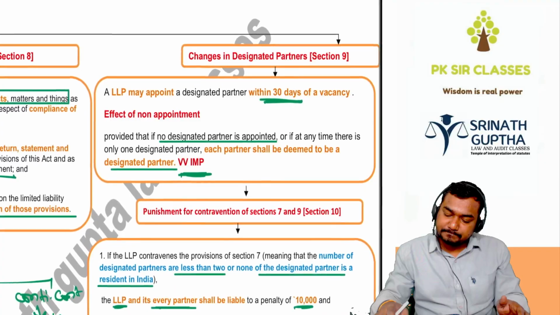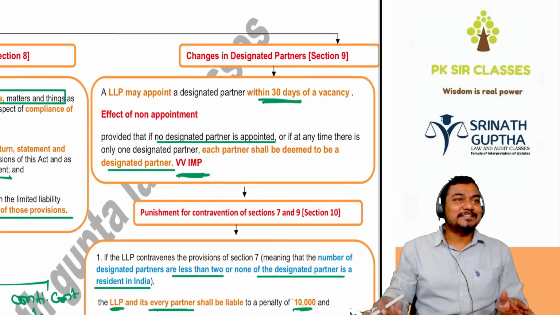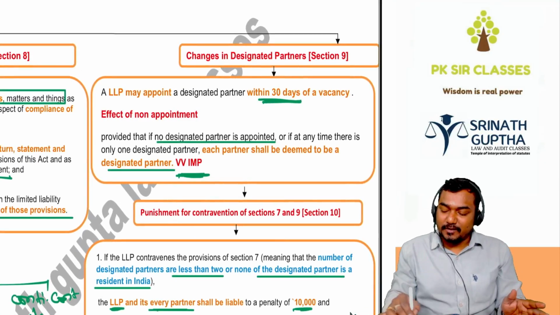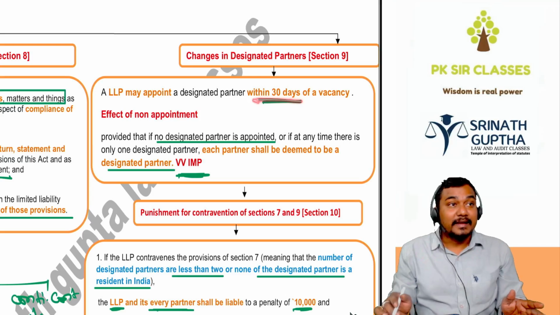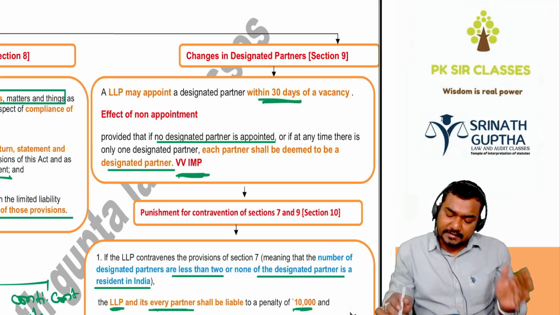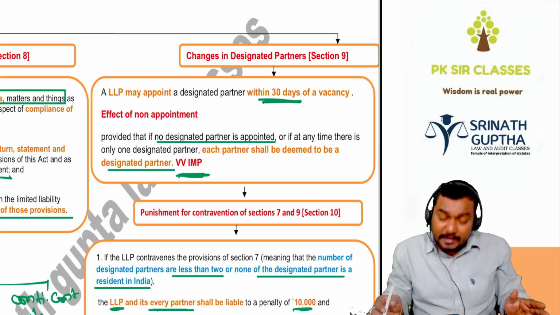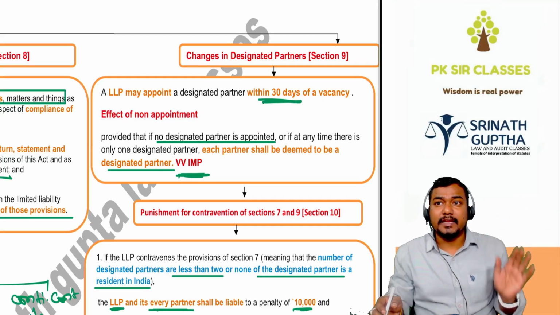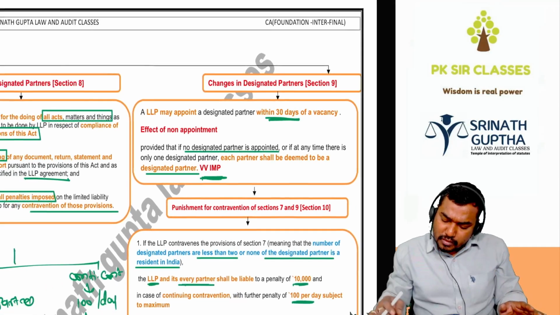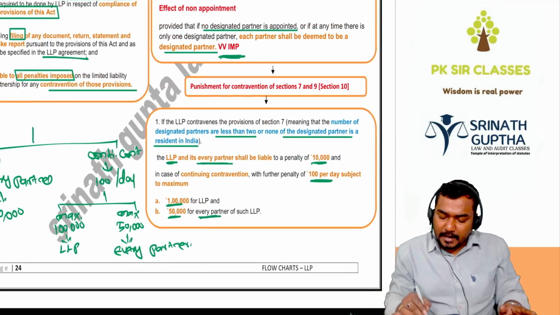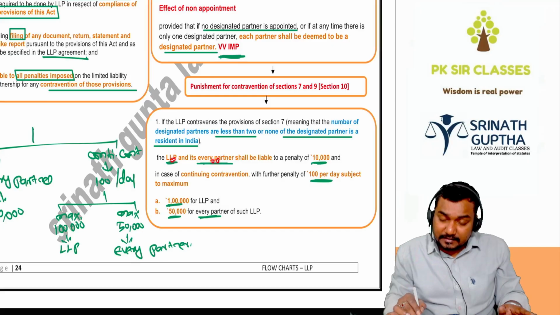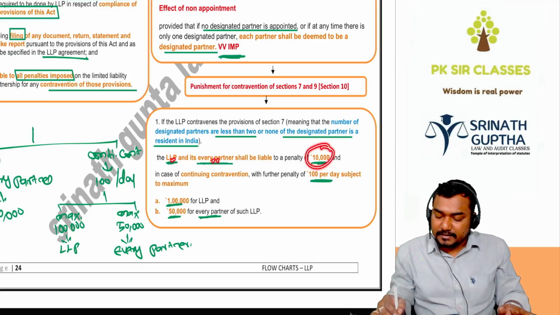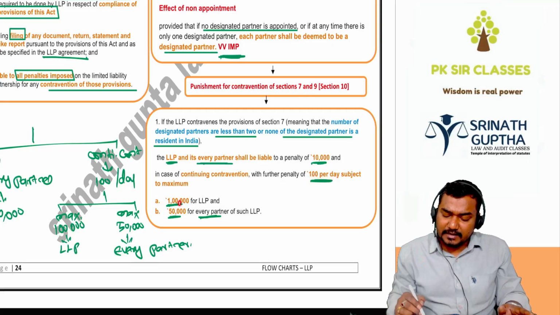If there is any change of partners or DPs, we have to inform the ROC. We have to appoint the new DP within 30 days, and the same thing we have to inform the ROC. If you are unable to appoint the new DP, then all partners are deemed to be DPs. If you are unable to appoint the DPs, the partner and the existing LLP and another DP will be liable for a penalty of 10,000 rupees, and for continuing failure 100 rupees per day, subject to a maximum of 1 lakh for the LLP, 50k for the DP.